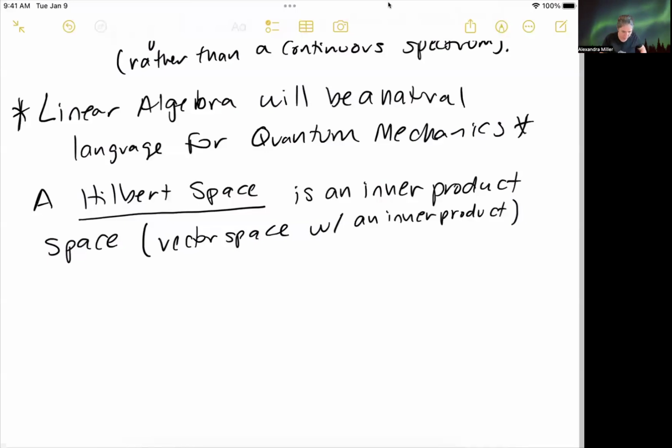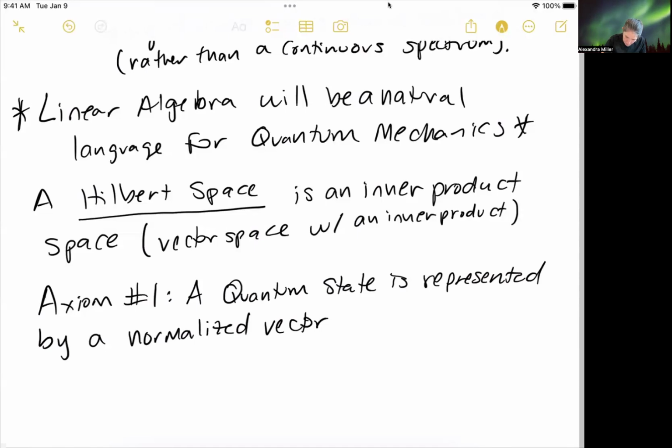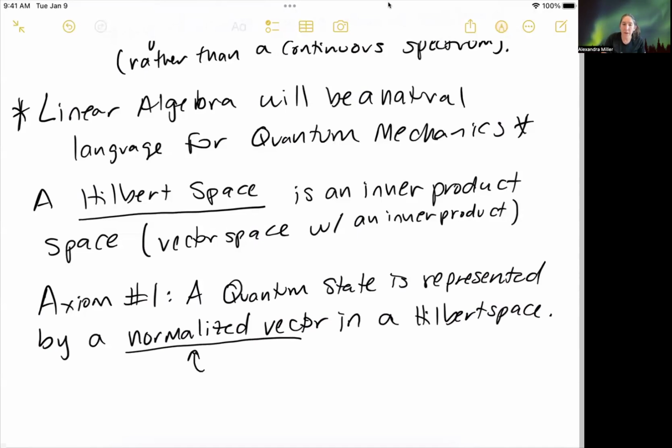So I should state that, and I'll state it right here as our first axiom of quantum mechanics, which is that a quantum state is represented by a normalized vector in a Hilbert space. And this normalization requirement is going to be related with the interpretation of probabilities in quantum mechanics. So this is required by a probabilistic interpretation of quantum mechanics.